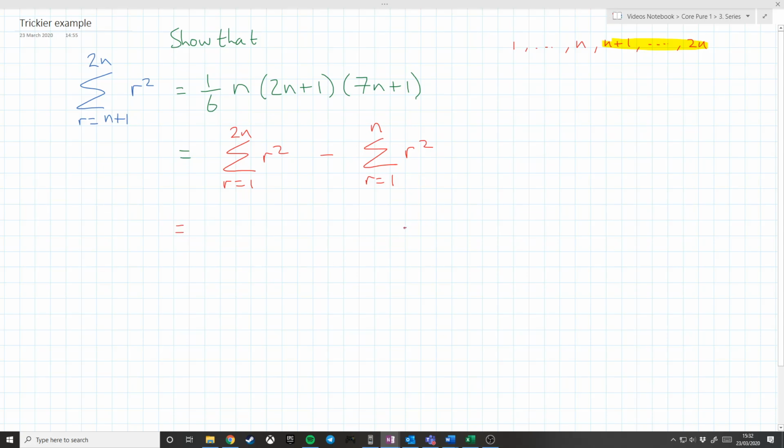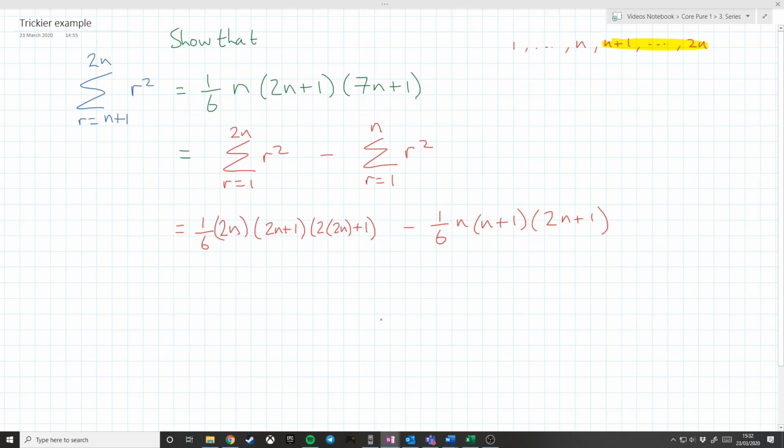So this one is the formula that I just did. So it is 1 over 6 n, n plus 1, 2n plus 1. And this is the same formula, but wherever I saw n, I need to write 2n. So this is 2n instead of n. It is 2n plus 1 instead of n plus 1. And it is 2 times 2n plus 1 instead of 2n plus 1.